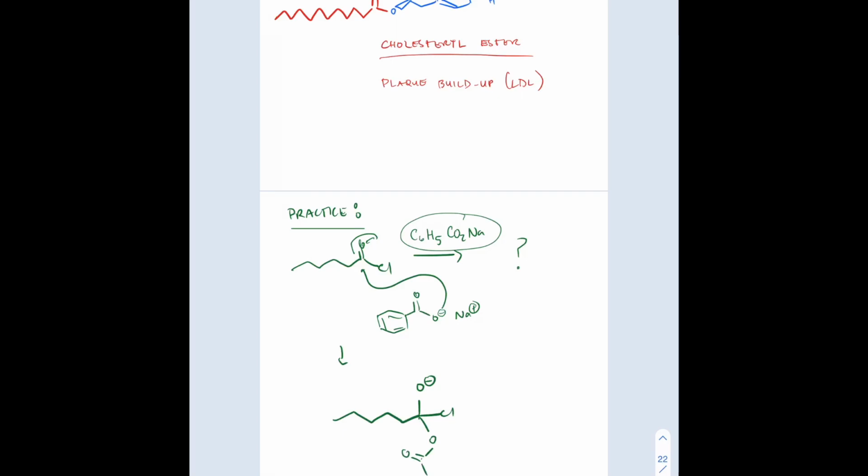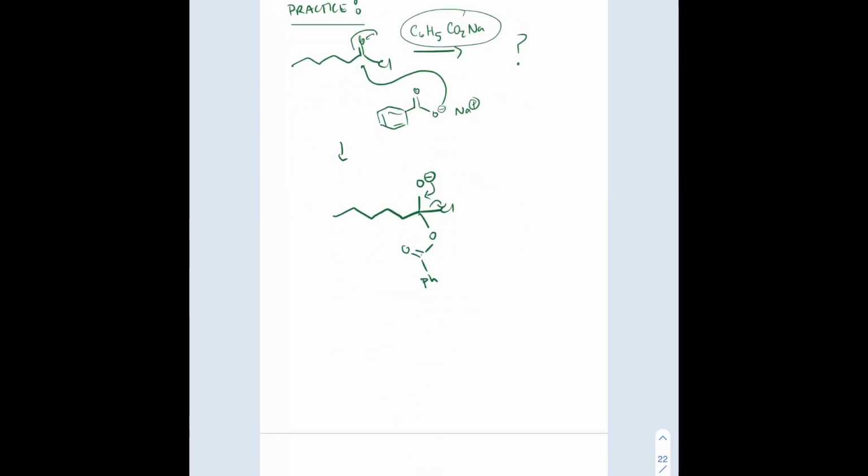We have this intermediate, which then comes down and kicks off that chloride leaving group. And what is our functional group in the end? We have an anhydride. Remember that the benzene ring can be abbreviated as Ph when you have it as a substituent.